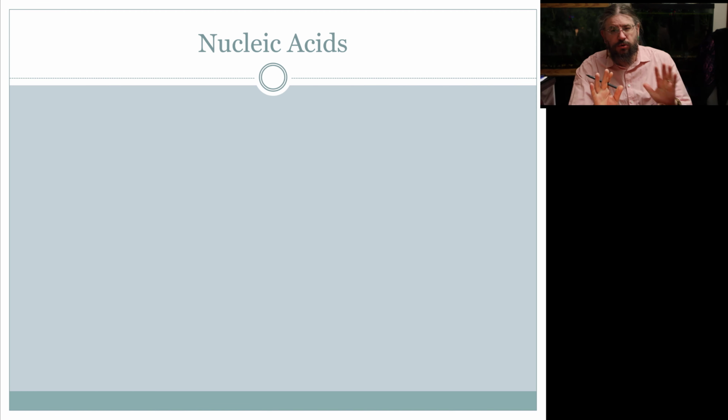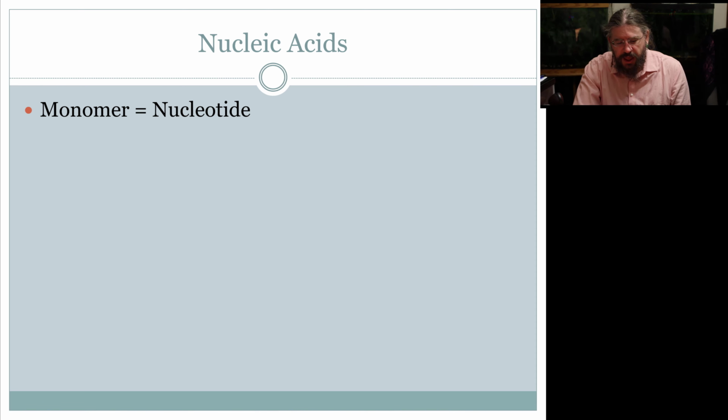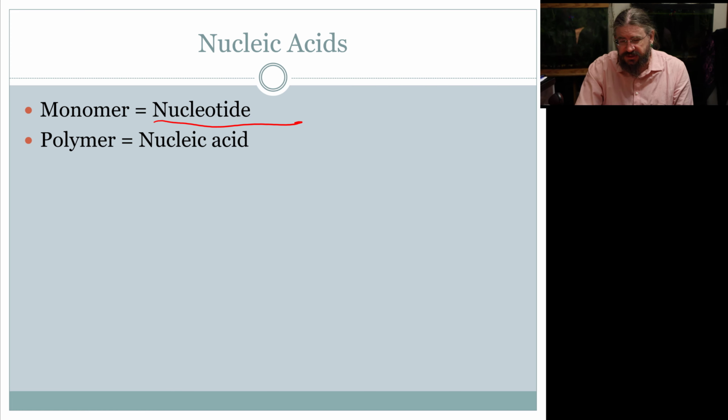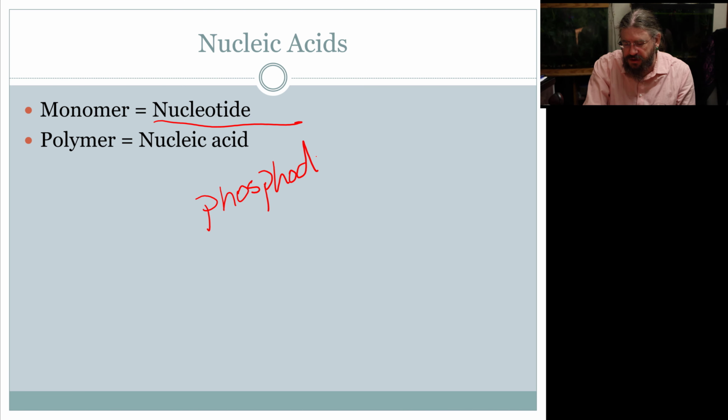All right, welcome to our continuing macromolecules series, part 4 of the end with nucleic acids. So, nucleic acids are our final category of macromolecules, and the monomer of a nucleic acid is a nucleotide. The polymer, amazingly enough, a nucleic acid. The bond that holds monomers together is a phosphodiester bond.